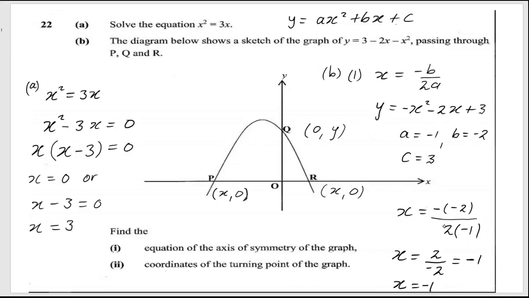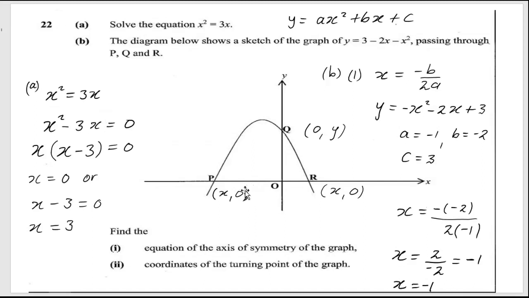And as you can see, this same formula is the formula that we use to find the value of x of the turning point. The other formula that we can use for the equation of the line of symmetry is given by, where am I going to write it? So let us just proceed to the next page.